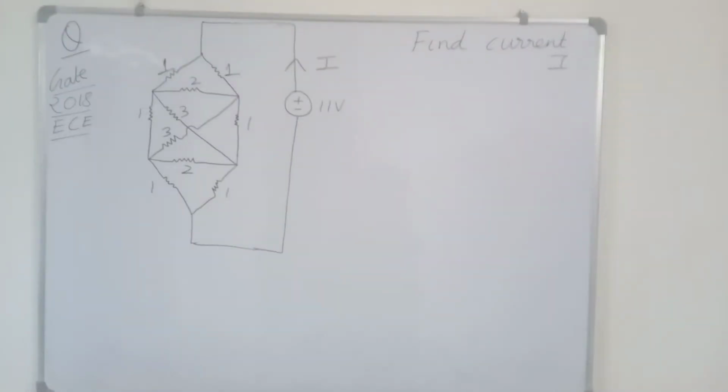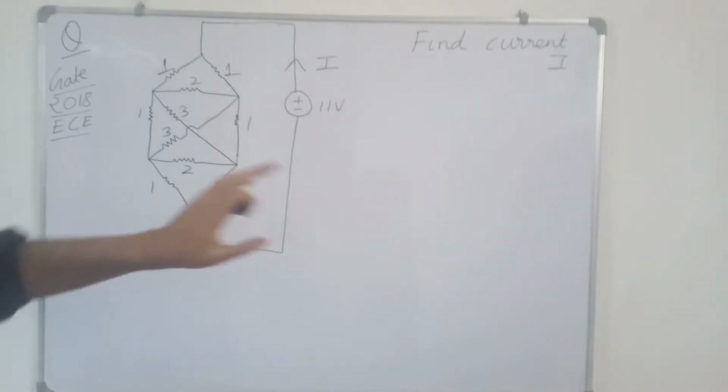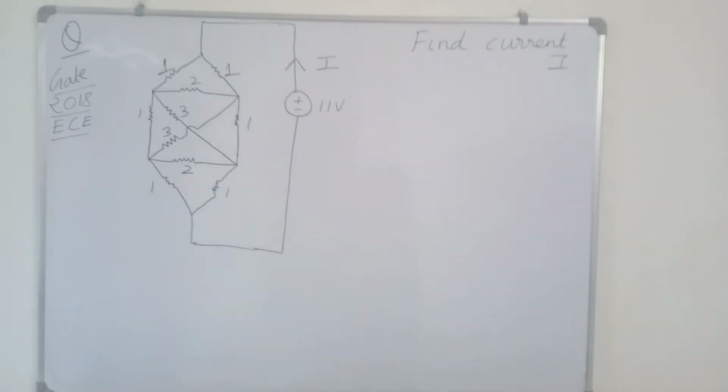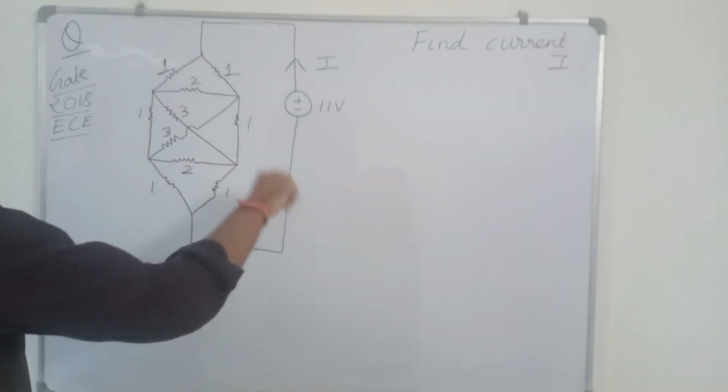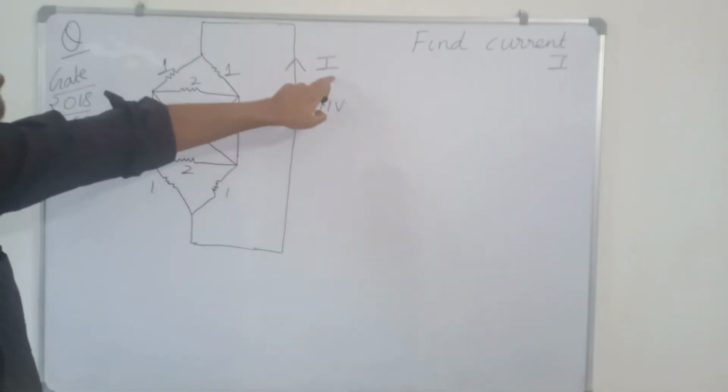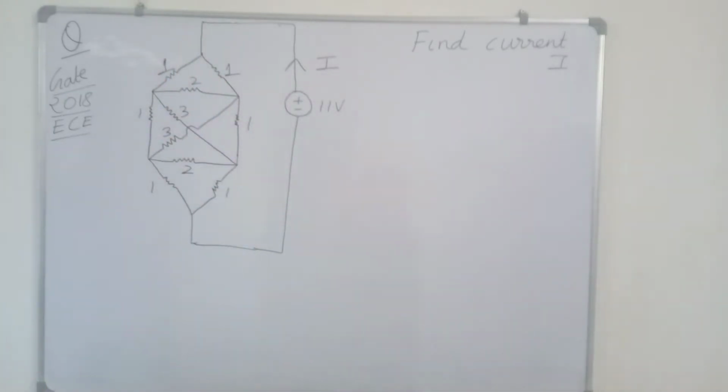We are solving a question from GATE 2018 Electronics branch. This question is based on the concept of equipotential points. This is the circuit which is given to us and we have to find the value of this current I. So it is based on the concept of equipotential points.